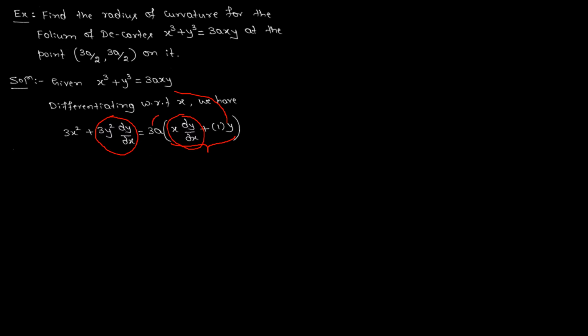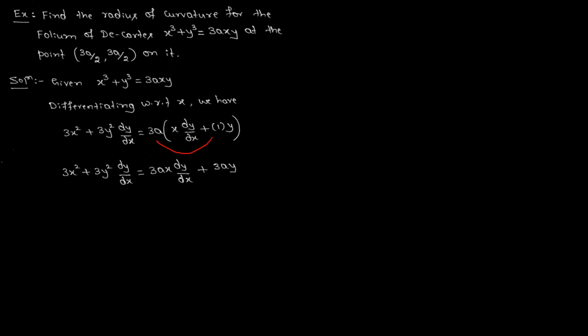Before that, let us multiply this 3a inside the bracket here and here. We'll multiply inside first. Yes, we have multiplied it. We have multiplied 3a with this, and 3a will be multiplied to this. It will be 3a, 3 into a into y. Let us take all the terms which contain dy by dx to one side and all other terms to the other side.